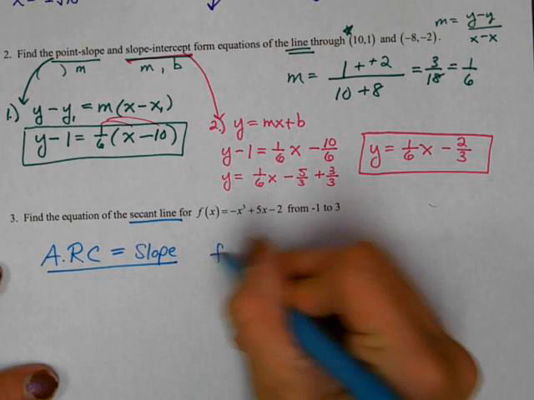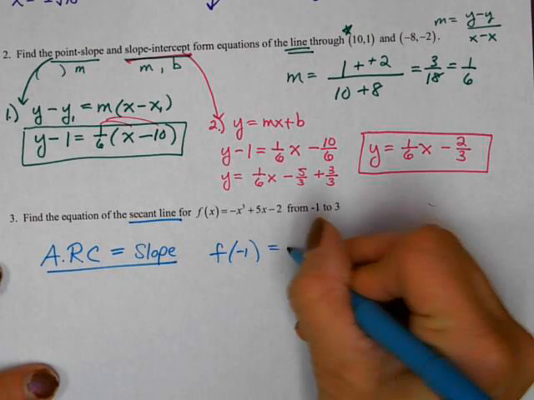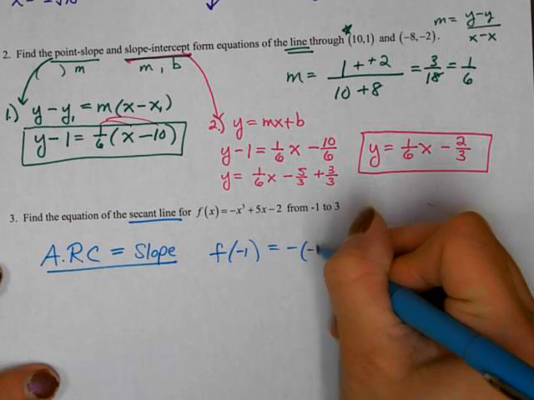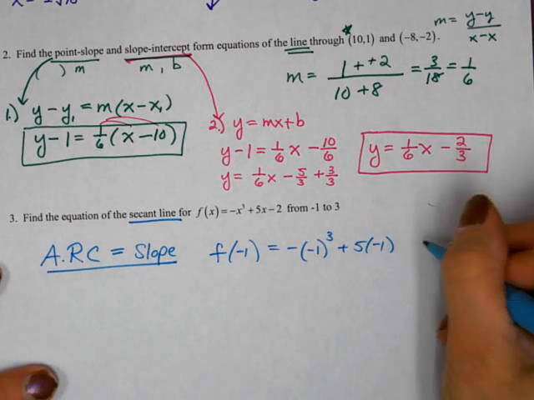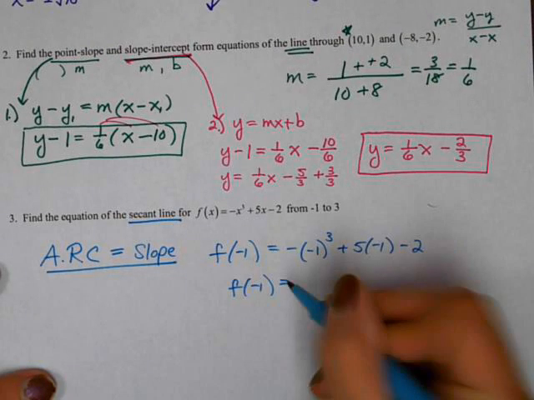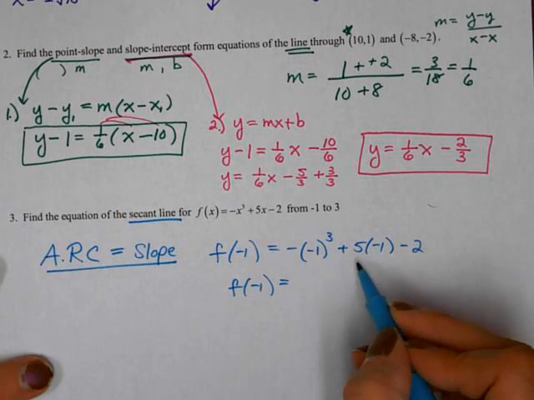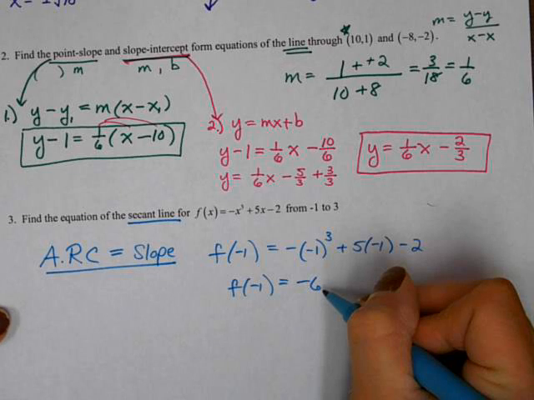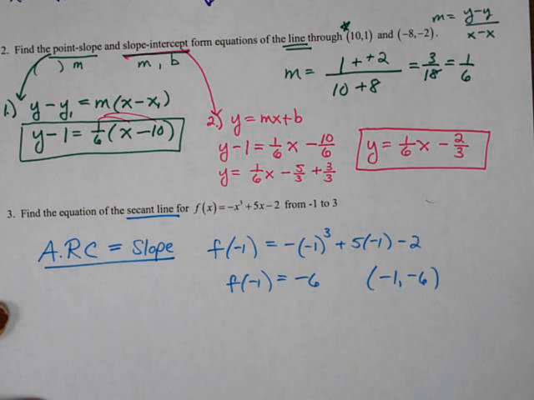So I'm going to take my function and I'm going to plug in -1. So that's going to be negative, and then the -1 has to get cubed, plus 5 times -1 minus 2. So f of -1 is 1 minus 5 minus 2, -6. So the first point is -1, -6.